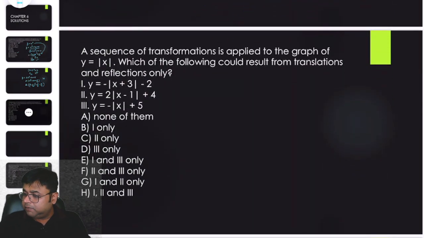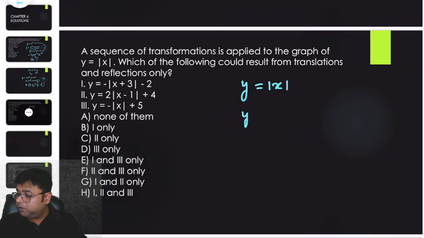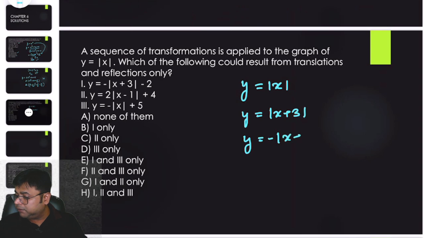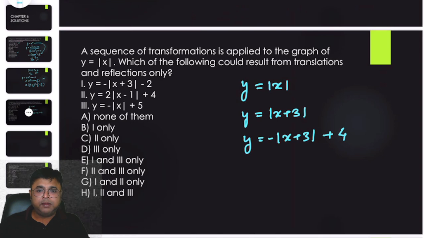Now they're saying a sequence of transformations is applied to the graph of y equals mod x. Which of the following could result from translations and reflections only? If I have the graph of y equals mod x, then y equals mod of (x plus 3) is purely a translation to the left by 3 units. Then minus of mod (x plus 3) is just a reflection in the x-axis, because this is minus of f(x). And if I say plus 4, then again the graph is just translating up by 4 units.